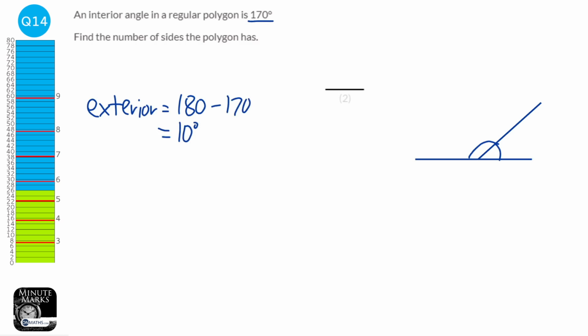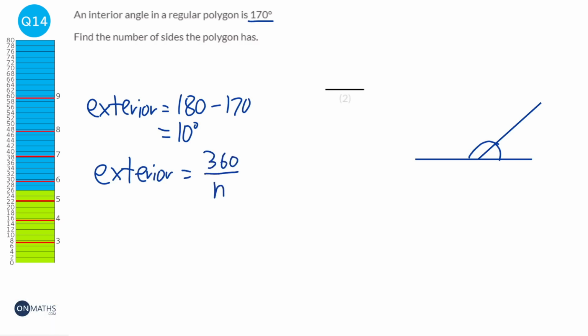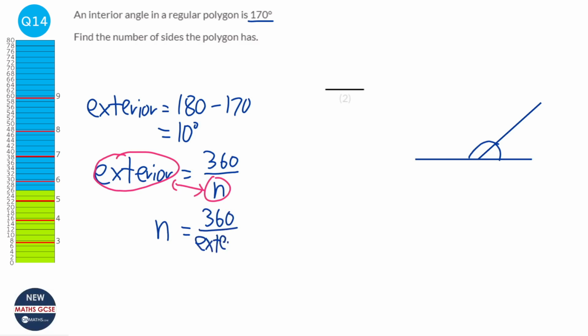So we've already done a different formula for exterior angle, which is 360 divided by n. And something we can do is we can just swap these two things around, and so we can make the formula that n equals 360 divided by the exterior angle. So 360 divided by the exterior angle, well, we know that the exterior angle is 10, therefore n is 360 divided by 10, which would be 36.